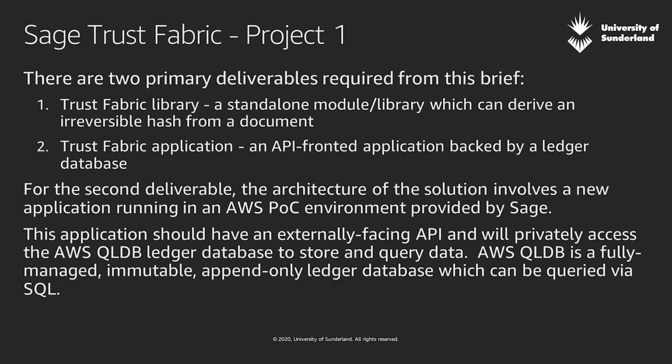The first part centered on developing the Trust Fabric library and associated application backed by a ledger database. This application was to run in the AWS proof of concept environment provided by Sage. This project was very exciting to us and the students working on the project, because they wouldn't normally get a chance outside of a placement or an actual job to work on software and systems in this way.